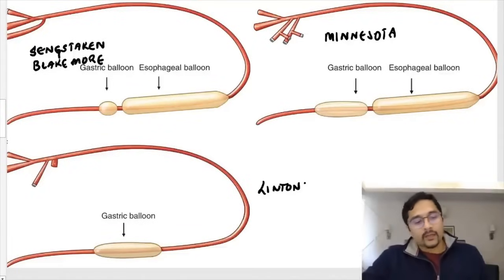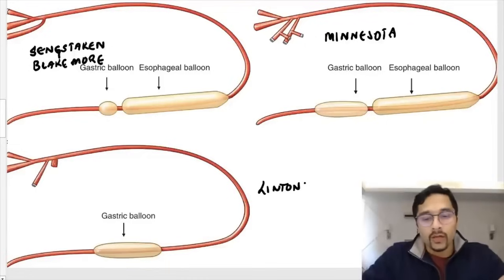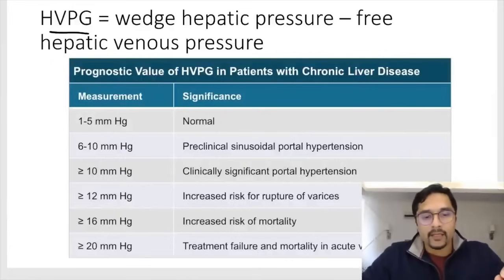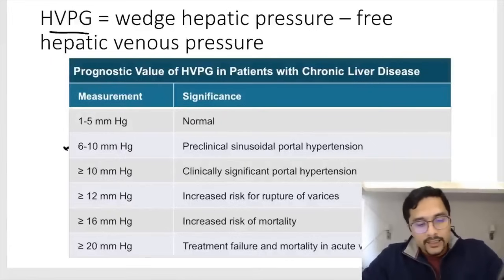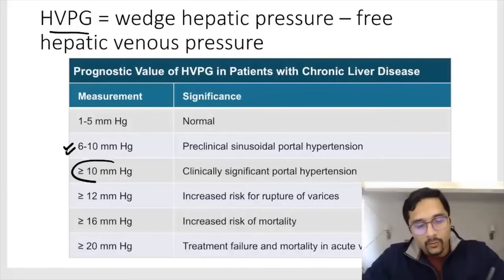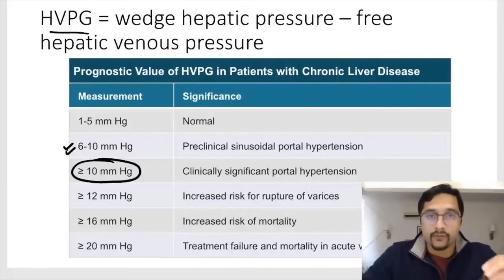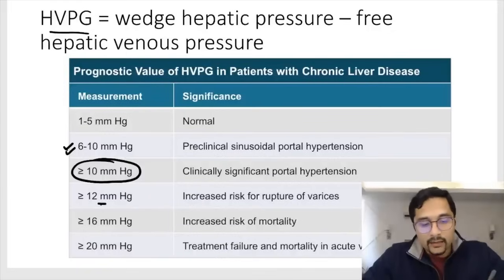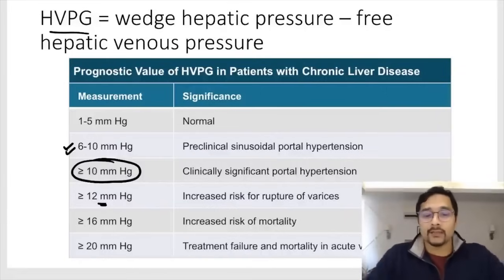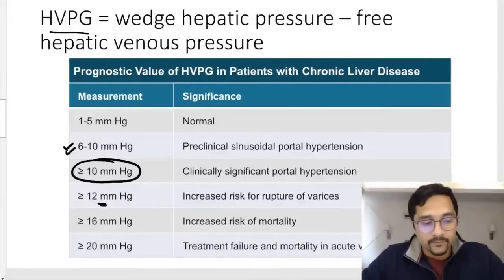These are certain tubes which are used to control upper GI hemorrhage temporarily. You have Sengstaken-Blakemore, Minnesota and Linton's tube. In the FMG exam, details of these tubes have not been asked. You should know the hepatic venous pressure gradient. 6 to 10, you will have preclinical sinusoidal portal hypertension. More than 10, we call it clinically significant portal hypertension. And more than 12 is when the varices start to rupture. So these three values have been asked in the exam. You should remember them.